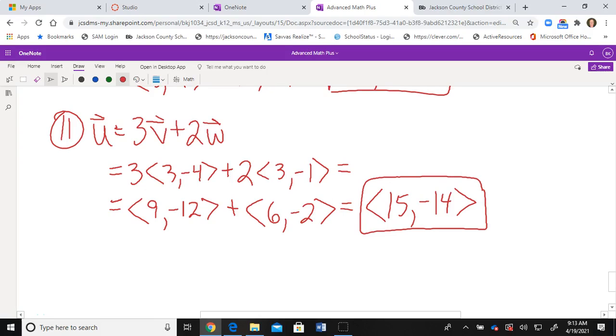Any questions on 6, 7, 8, 9, 10, 11? All right. 12, 13, 14, 15, 16 are just like the ones we just did, only there are 3 dimensions, okay? There's an X, a Y, and a Z. Everything else is the same there, all right?